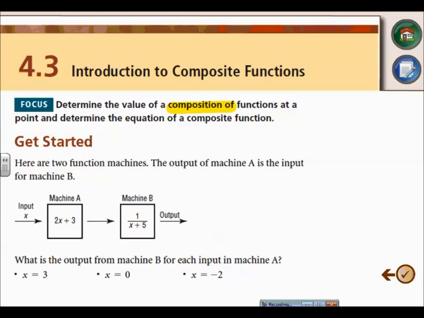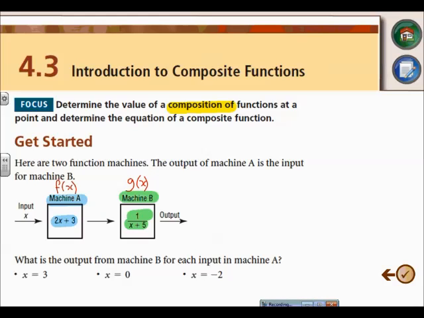So let's look at the mathematical definition of what a composition is, or a composite of functions. Think of it as two machines. We've got machine A, which is the first function. So every function is a machine. And we've got a second function, which is machine B. So this could be an f of x, and this could be a g of x equation. So two different functions.